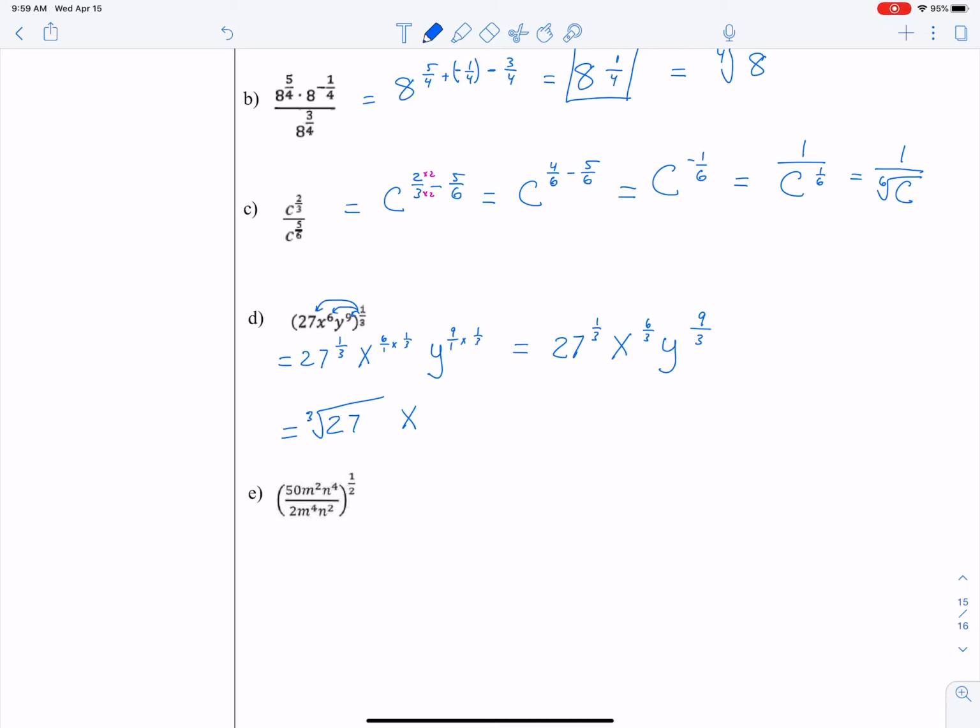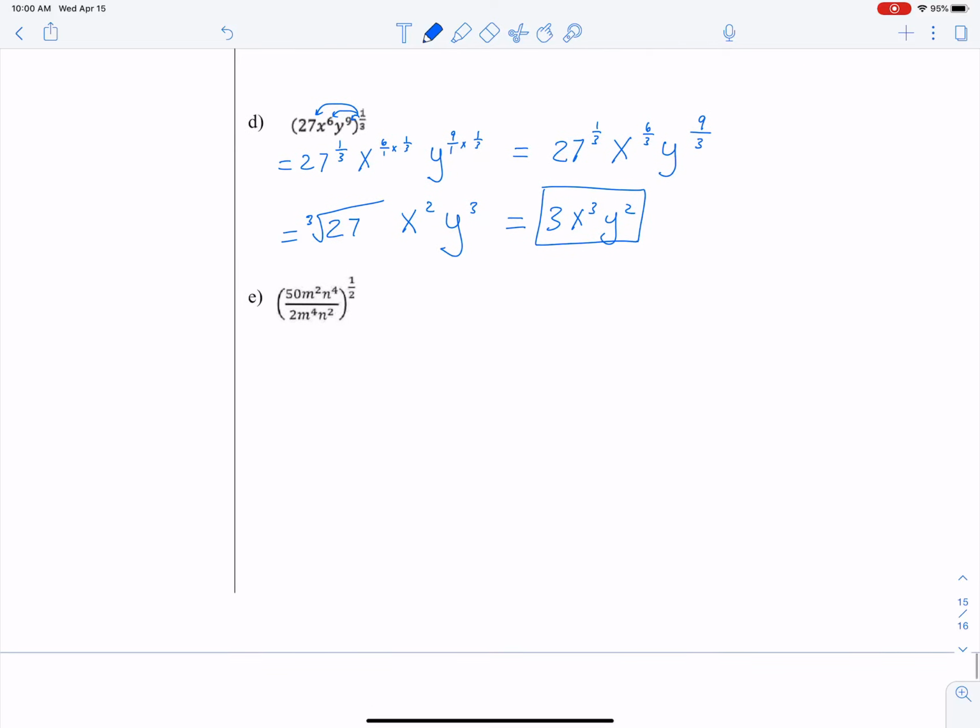X. So 6 divided by 3 can simplify, it becomes x to the 2. For my y, 9 over 3 can simplify, it just becomes 3, so it becomes y to the 3. I put this into my calculator to see if I can simplify this further, and I can. It becomes 3 x to the 3 y 2, and that's the final answer for this question.